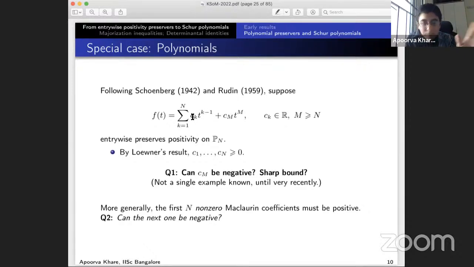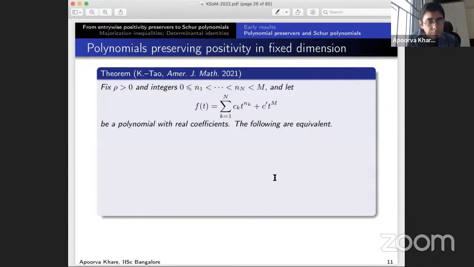And then again, one can argue by a similar argument to Loewner's, or even simpler, that the first n non-zero coefficients must be positive. Can the next one be negative? So this is the more general question. That's the toy case. This finally did turn out to be true. It can be negative. And this is the result that we proved last December. So barely 4 months ago, it appeared.